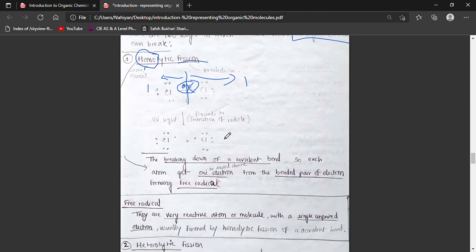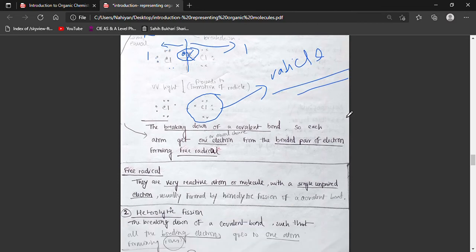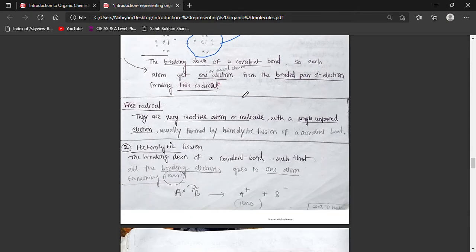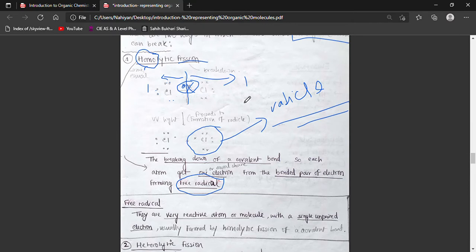This thing that you're getting is called a radical. So let's look at what a radical is. The breaking down of a covalent bond so that each atom gets one electron from the bonded pair leads to the formation of free radicals. It's not an ion, rather it's just the natural element. Cl has naturally 7 electrons.